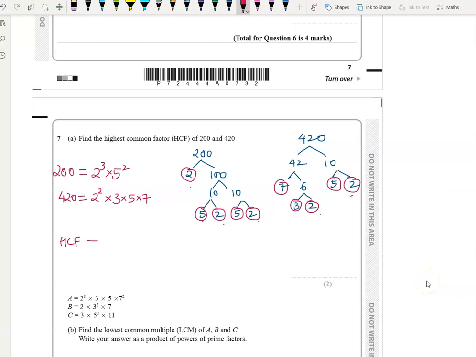When you are using the product of primes, you select the common factors with the lowest power. So we have 2 in both, with the smaller power being 2, and we have 5 in both, with the smaller power being 1. So 2 squared is 4, times 5 is 20, so your HCF is 20.